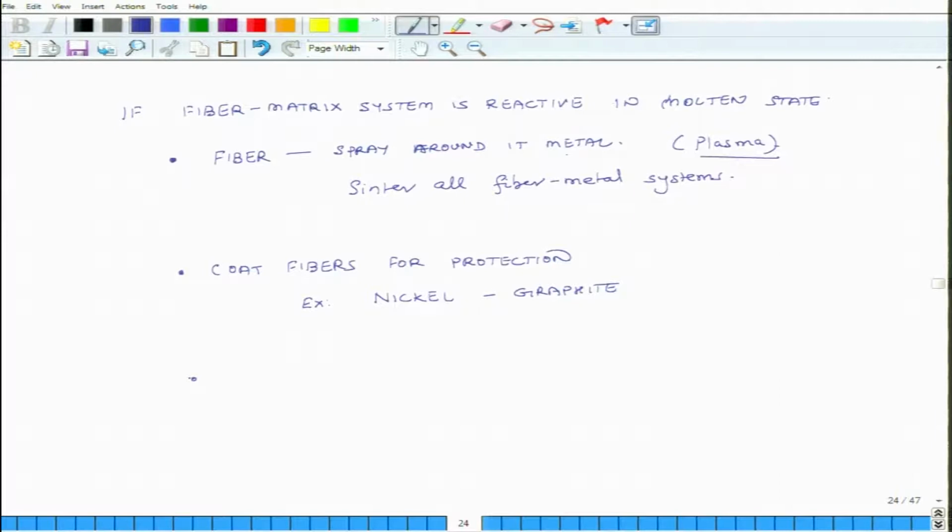We can somehow reduce the melting point of the metal matrix through some additives.